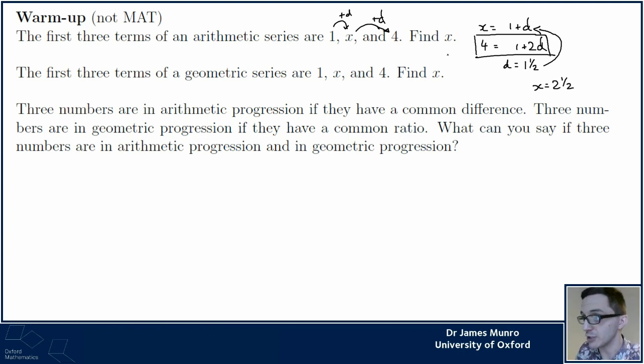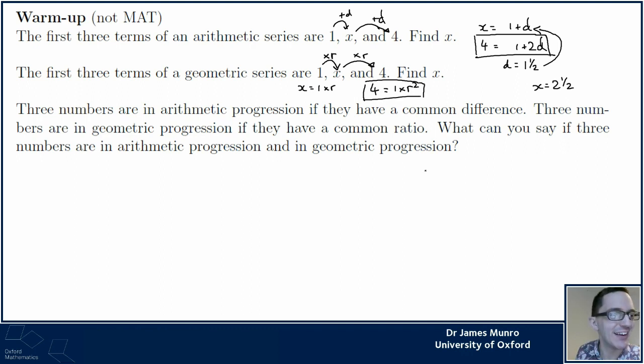So similar looking algebra, I suppose, for this second part. The rule for being in a geometric series is that you multiply by a common ratio to get from one term to the next. So x is 1 times r, and 4 is 1 times r squared. Solving the second equation, some people in the chat have been very careful, r is plus or minus 2, which is fantastic. In fact, because r is equal to x, that means that x is equal to plus or minus 2.